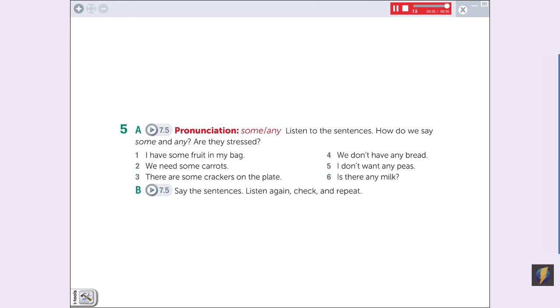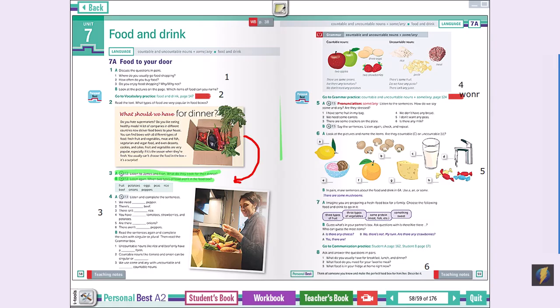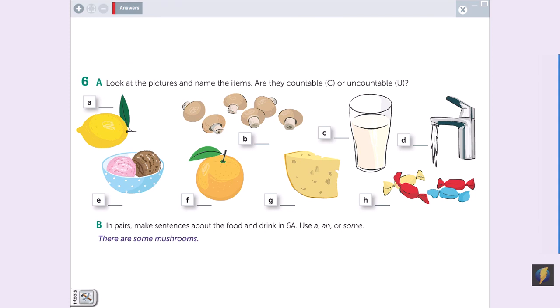Generally, any and some are not stressed. Ellas no llevan una mayor fuerza de voz porque en realidad no son de las partes más esenciales de una oración. Los nombres, los verbos, los adjetivos, también las preposiciones sí son como elementos mayores en una oración. This is just for you to improve your pronunciation, okay?